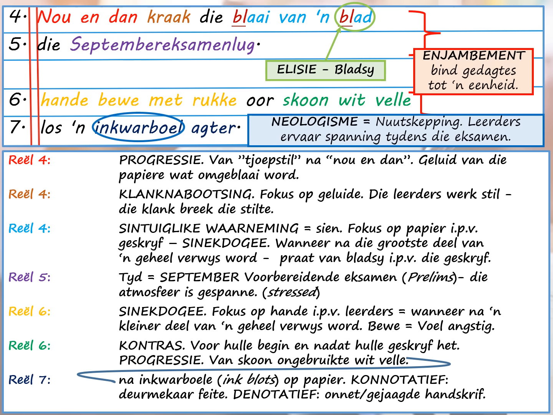There's the neologism, nuutskeppings. It refers to that word inkwarboele, which is the learners writing either very untidily or writing facts incoherently. Oh dear, exams.